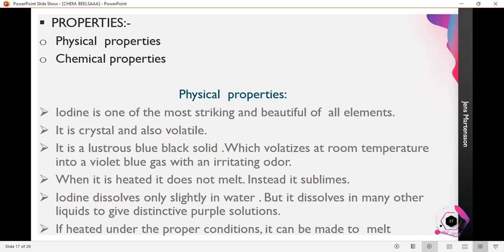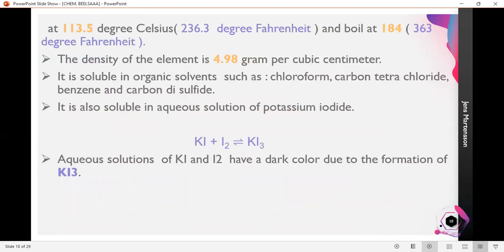Instead, it sublimes. Iodine dissolves only slightly in water, but it dissolves in many other liquids to give distinctive purple solutions. If heated under the proper conditions, it can be made to melt at 103.5 degrees Celsius and boil at 184 degrees Celsius. The density of the element is 4.98 grams per cubic centimeter.